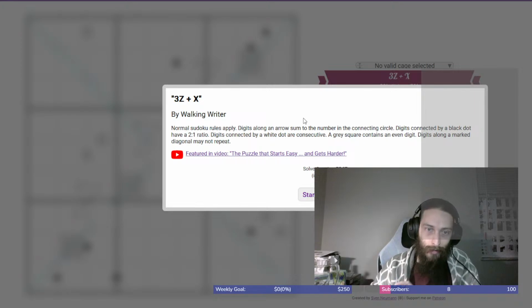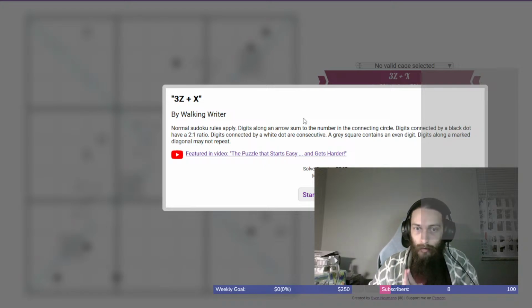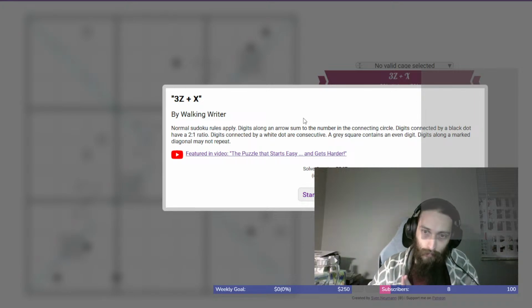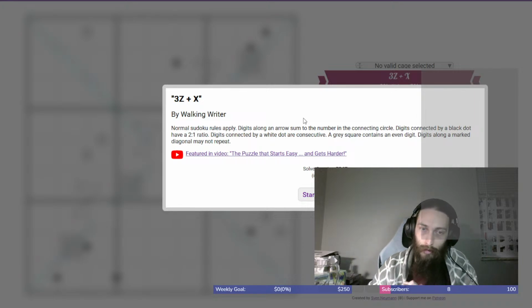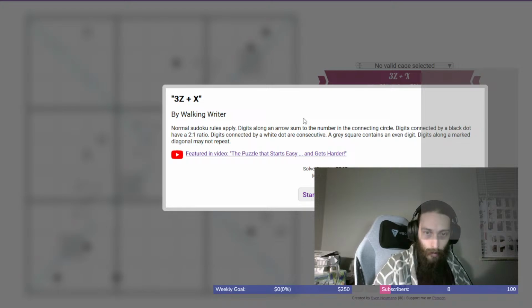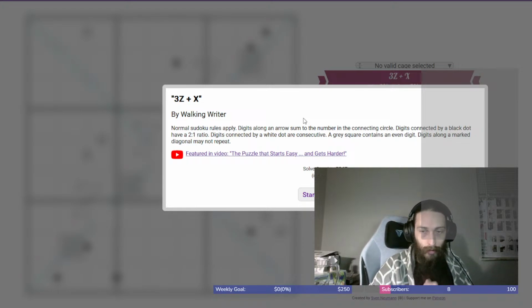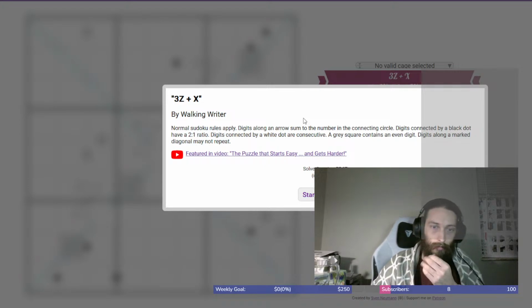So this is 3z plus x by walking writer. Normal Sudoku rules apply. Digits along an arrow sum to the number in the connecting circle. Digits connected by a black dot have a 2-to-1 ratio, and digits connected by a white dot are consecutive. A gray square contains an even digit, and digits along a marked diagonal may not repeat.